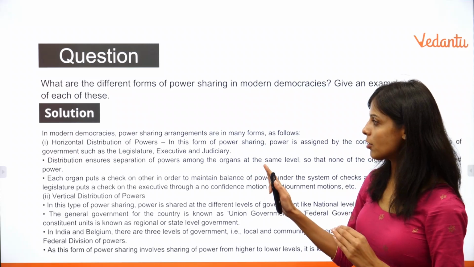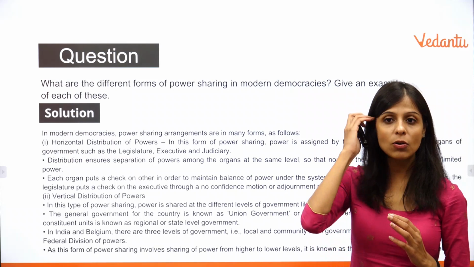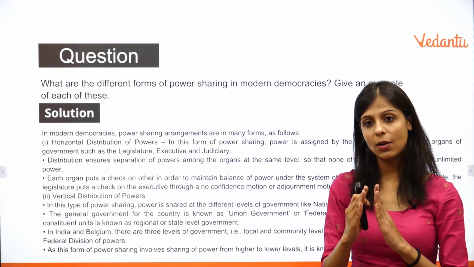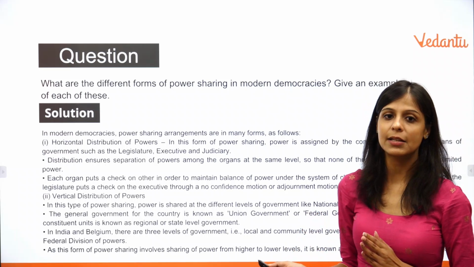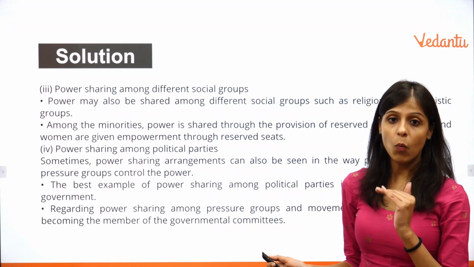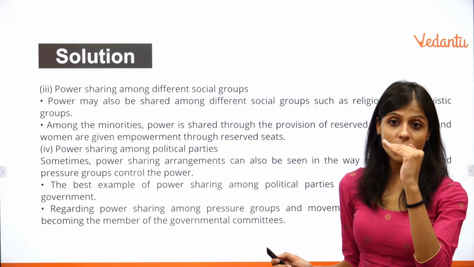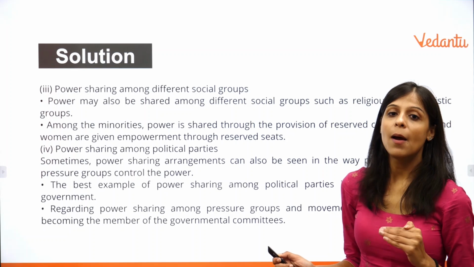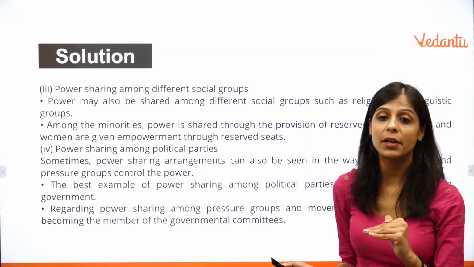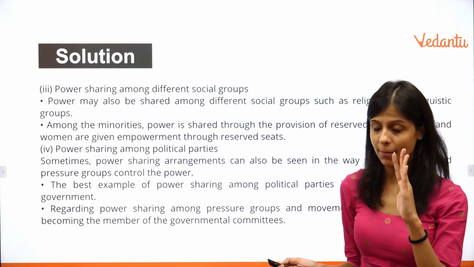So in horizontal distribution, you guys know that power can be shared into basic sets. You can divide it in horizontal, vertical, then among different social groups, and finally power shared among different political parties. These are the 4 basic points.